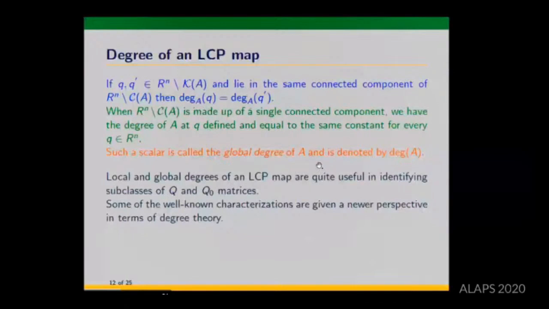And when R^n minus K(A) is made of a single connected component, what will happen? Then we can say that the degree of A at q is defined and equal to the same constant for every q belonging to R^n. Such a scalar we will call the degree of A, and denote it by deg(A). Local and global degrees of an LCP map are quite useful in identifying subclasses of Q and Q0 matrices. We want to get a characterization of Q and Q0 matrices using degree theory, and some of the well-known characterizations will be given a newer perspective in terms of degree theory.